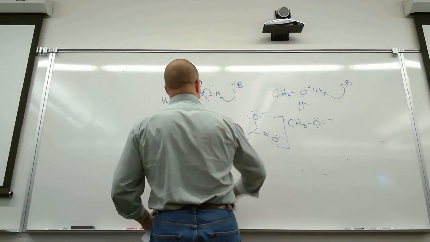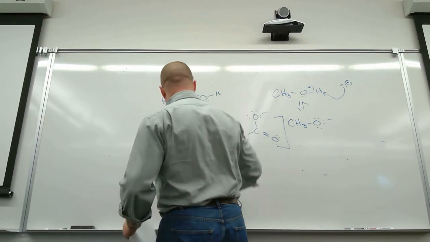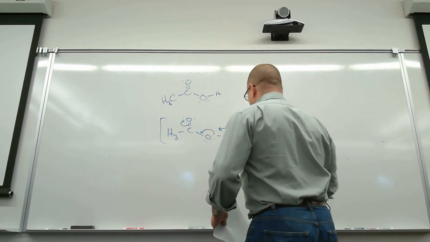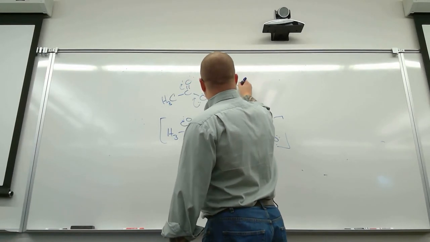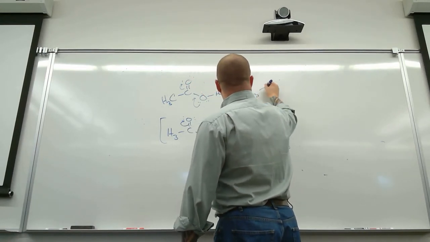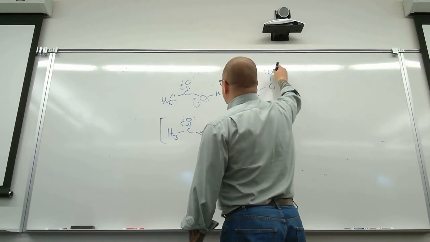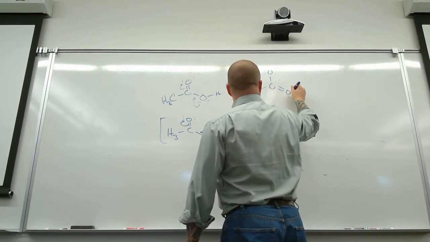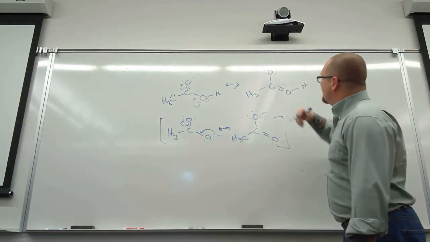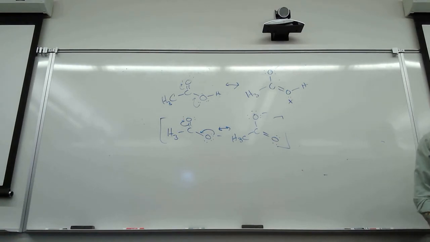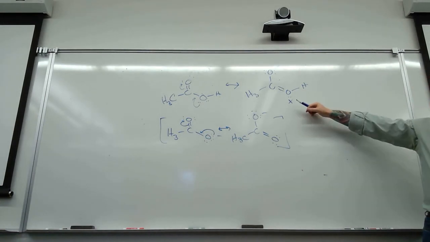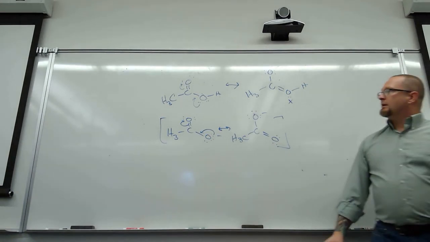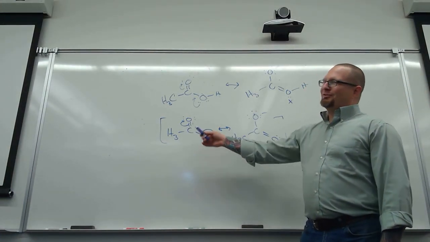If I try to draw a resonance form, this is a super common mistake people make, so it's not a bad question. People say, oh, I can draw a resonance structure here. Boom, boom. The problem is, this is not equivalent because now you have a full negative charge and a full positive charge, and you're putting a positive charge on oxygen, an electronegative atom. So this works because we have that extra pair of electrons to distribute.